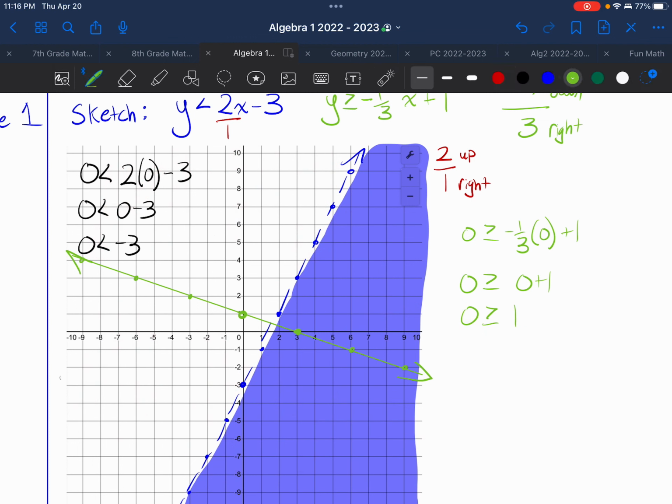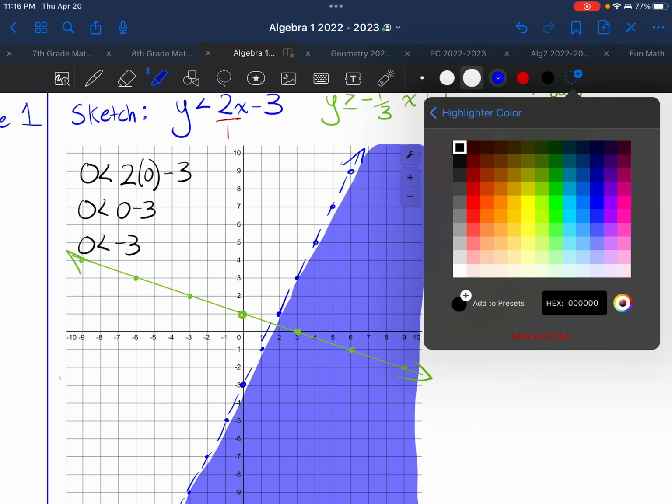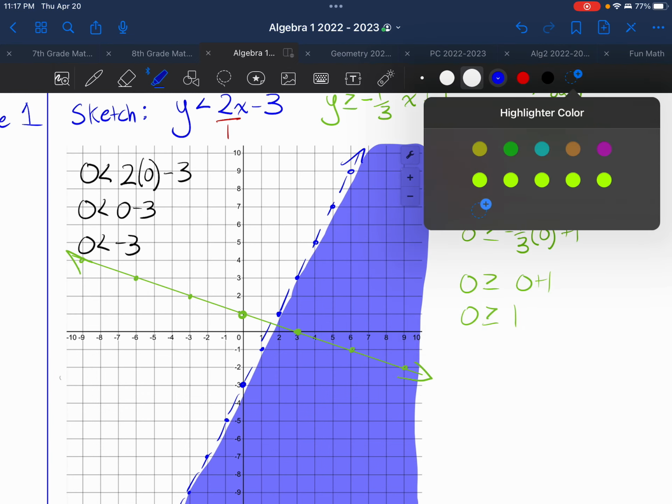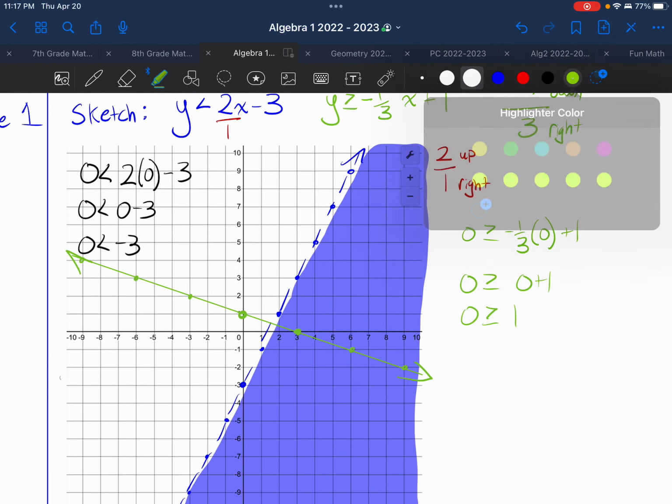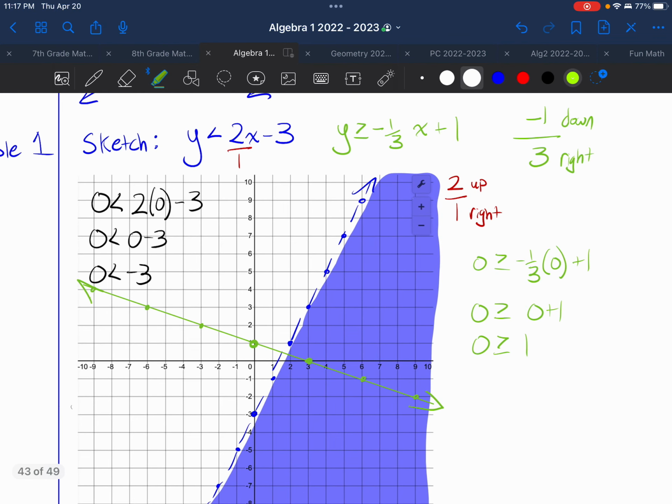So I go ahead and I'm going to see if I can get a highlighter tool and change the color here to all of these different colors. Is this the same green? It was good enough. Add to presets. Oh, I added it a bunch of times. Let's see how this looks. So everything above here is in the solution set. Okay, it's not the same green. But everything up here is in the solution set.